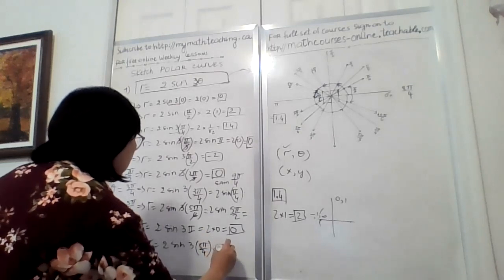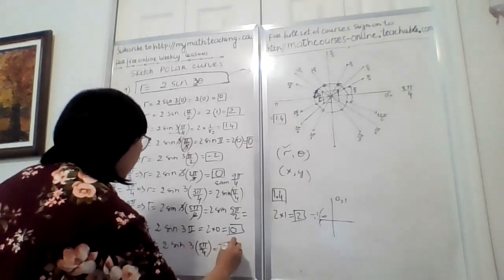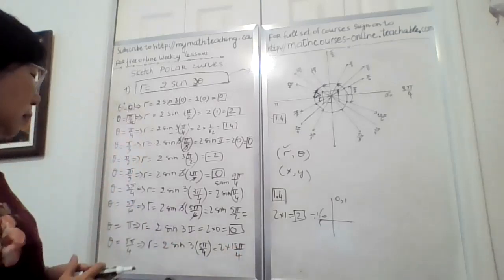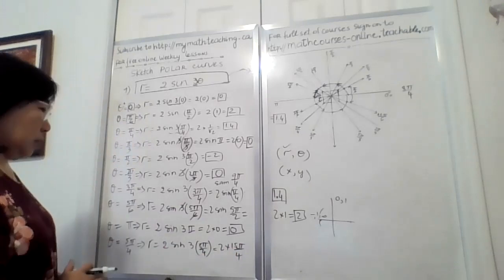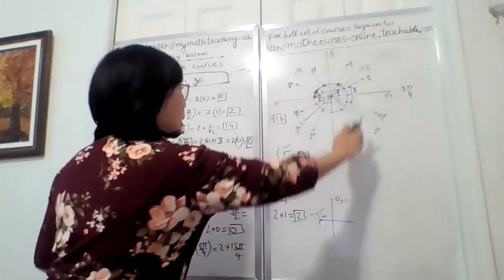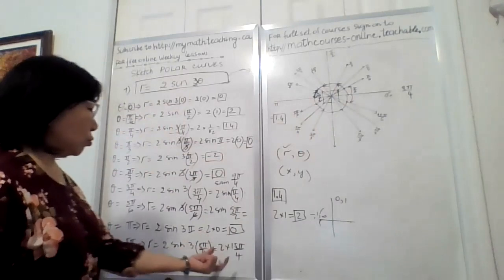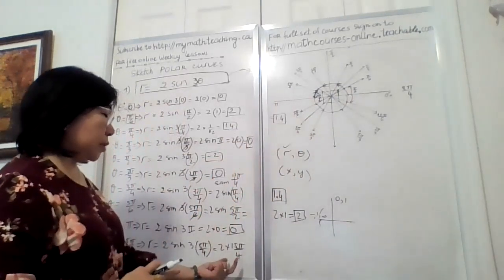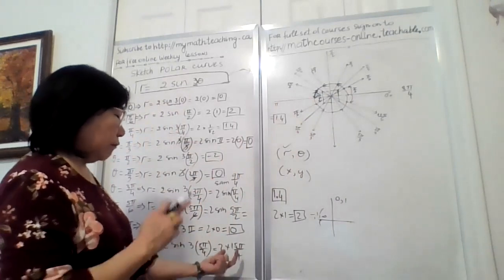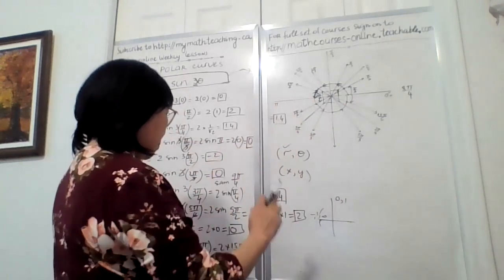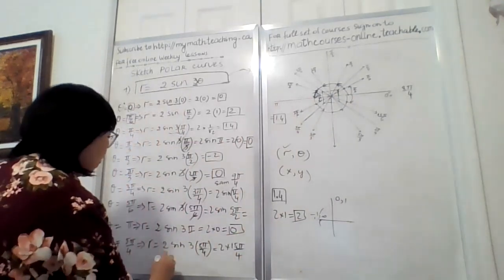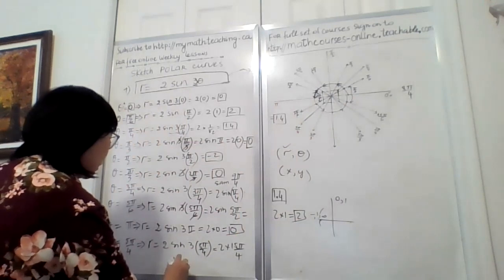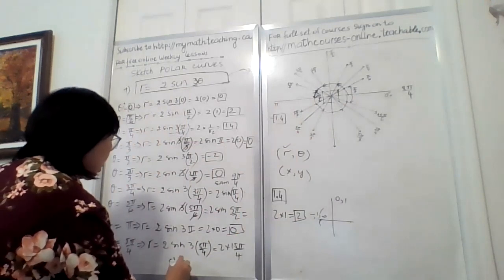When 2 times sine of 15 pi over 4. Now you wonder, you will say, oh, why too big, right? But just remember like this. One rotation is 2 pi. So 2 rotations will be 4 pi, 3 rotations will be 6 pi, and 4 rotations will be 8 pi. So 5 rotations will be 2 pi times 5, which is 10 pi.